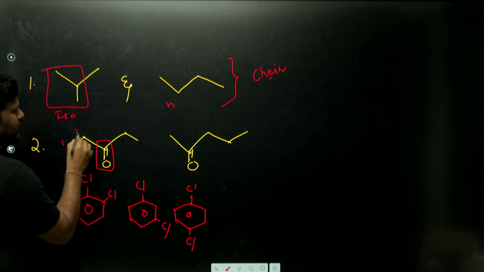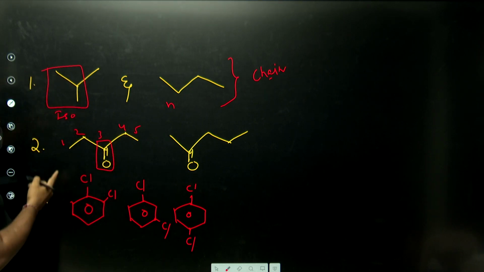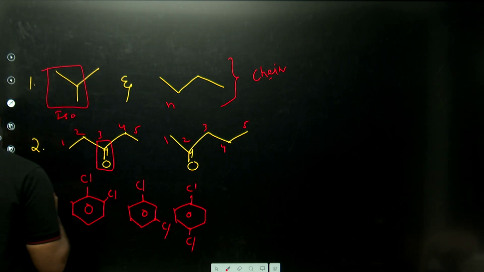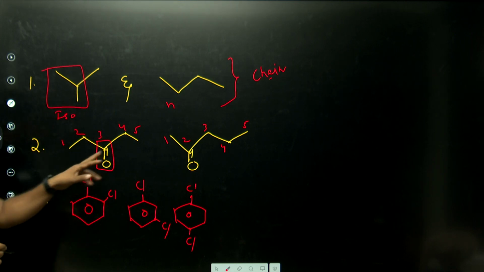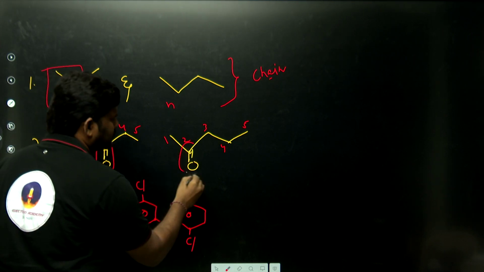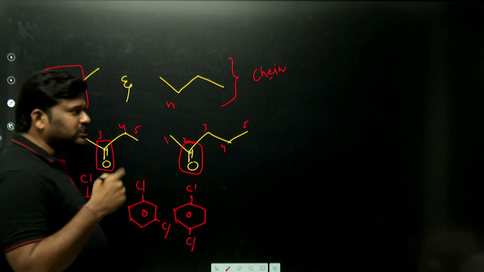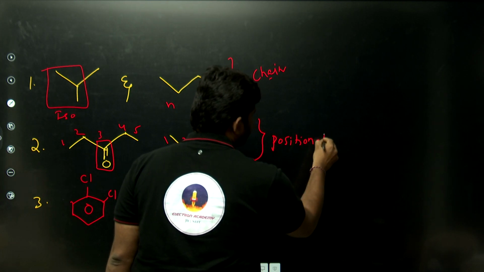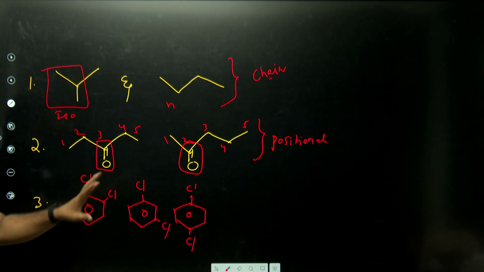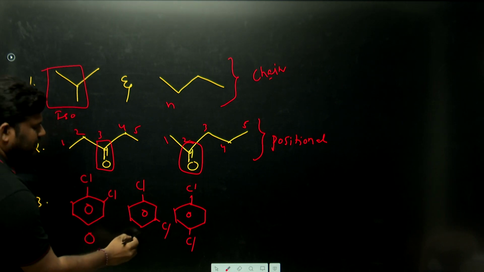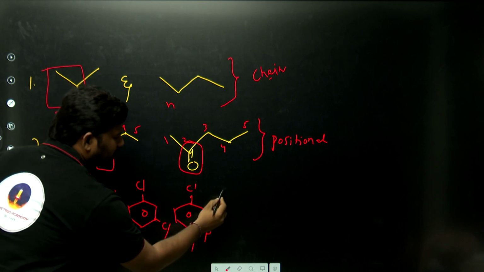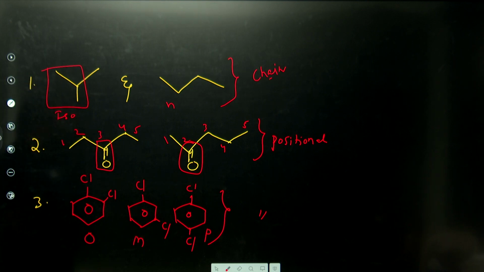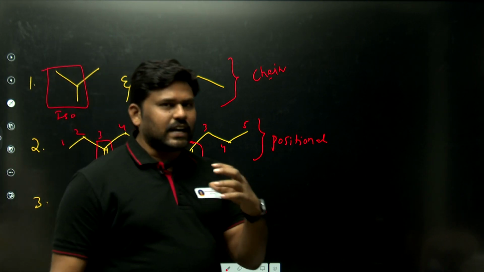Next, the double bond is a functional group here, 1, 2, 3, 4, 5. The keto group is at the third position in one, and in the other, counting 1, 2, 3, 4, 5, it is at the second position. So third position and second position, the position is different, which means these are positional isomers. Ortho, meta, para, ortho dichlorobenzene, meta dichlorobenzene, para dichlorobenzene, no doubt at all, these are also positional isomers.